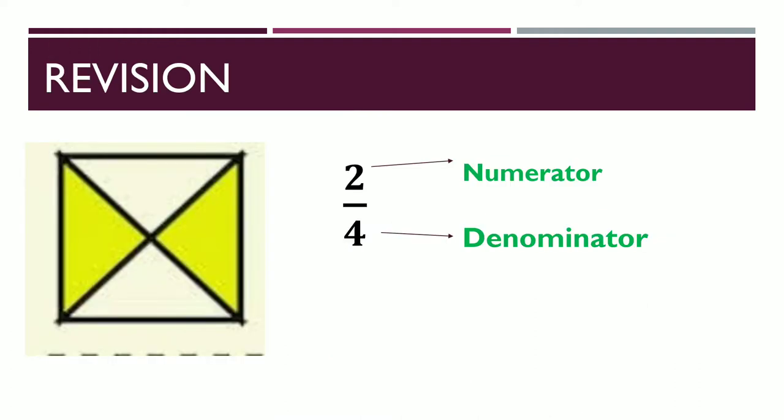Here again a square is divided into 4 parts and 2 parts are colored. These 2 parts are shown as 2 upon 4. 2 is numerator and 4 is denominator.